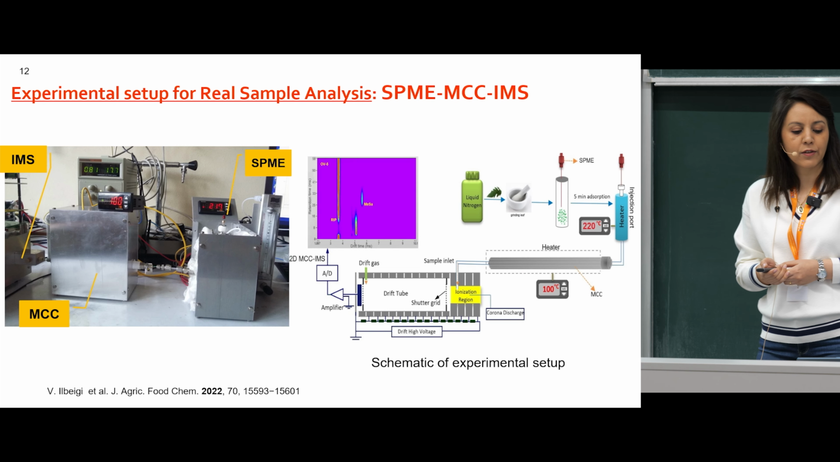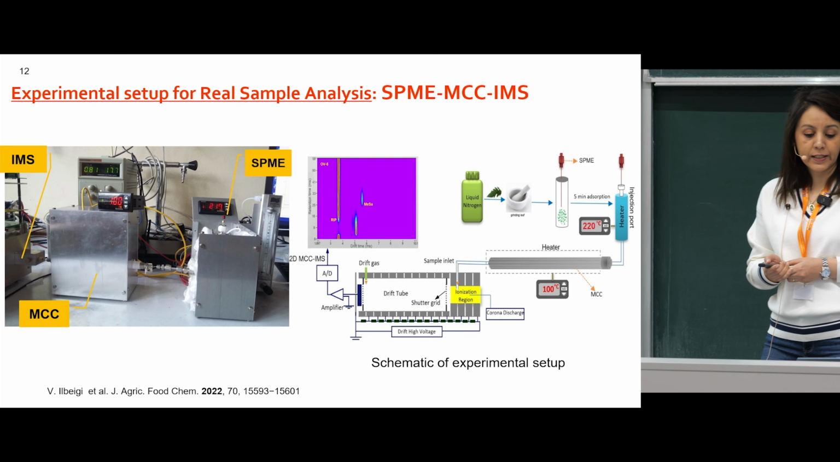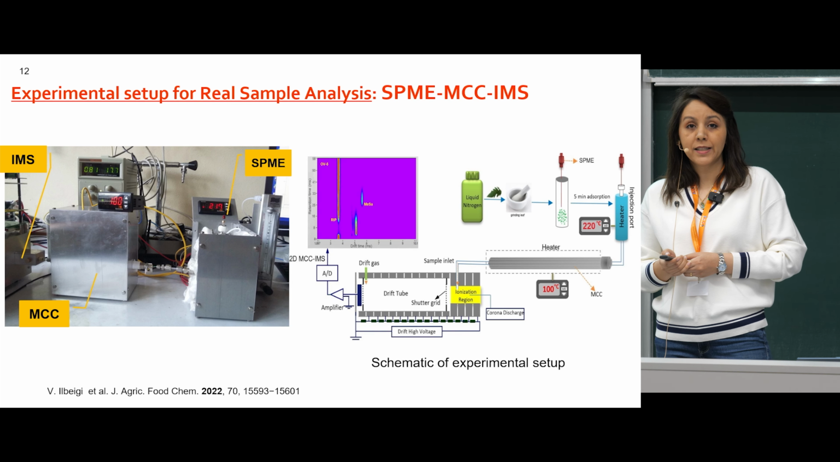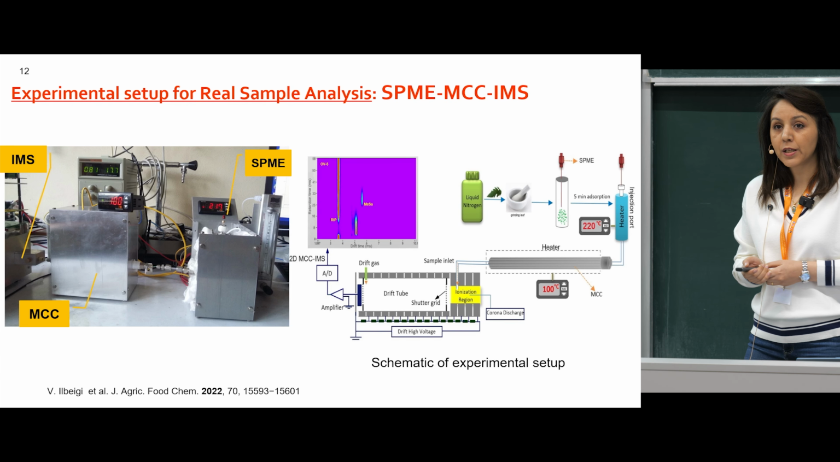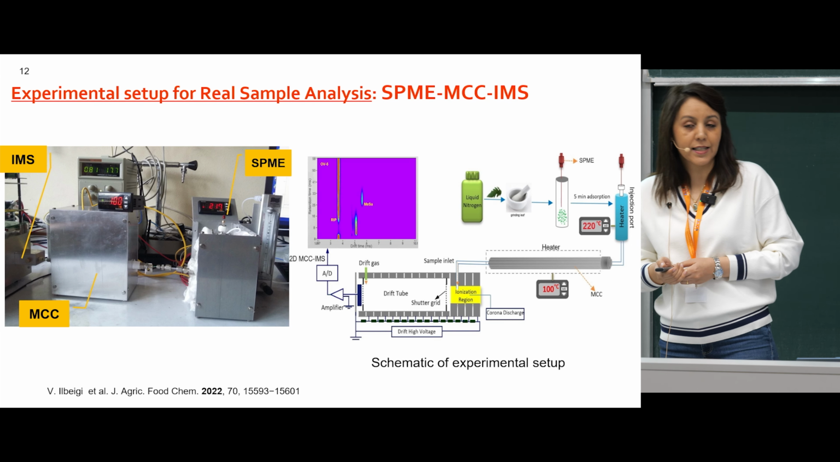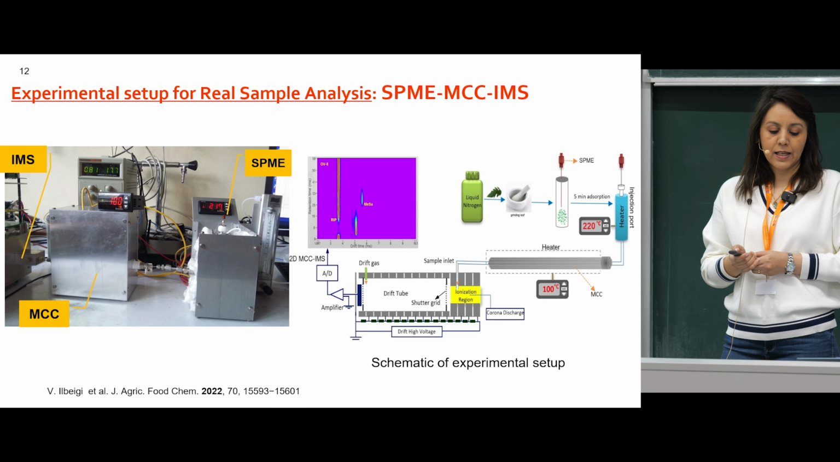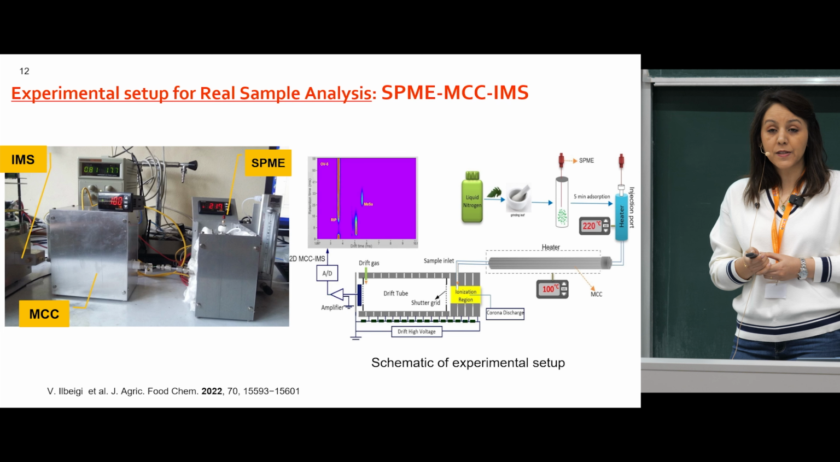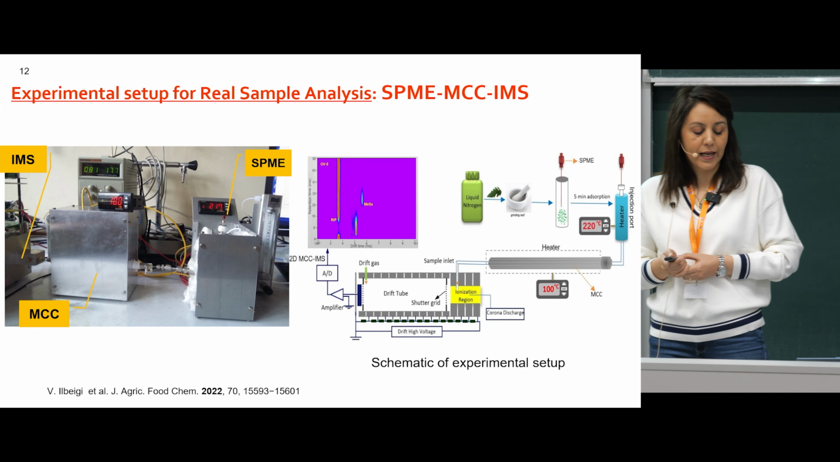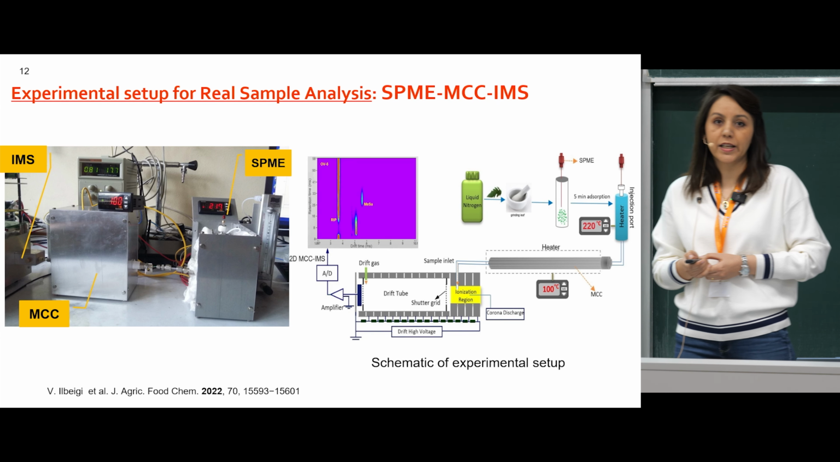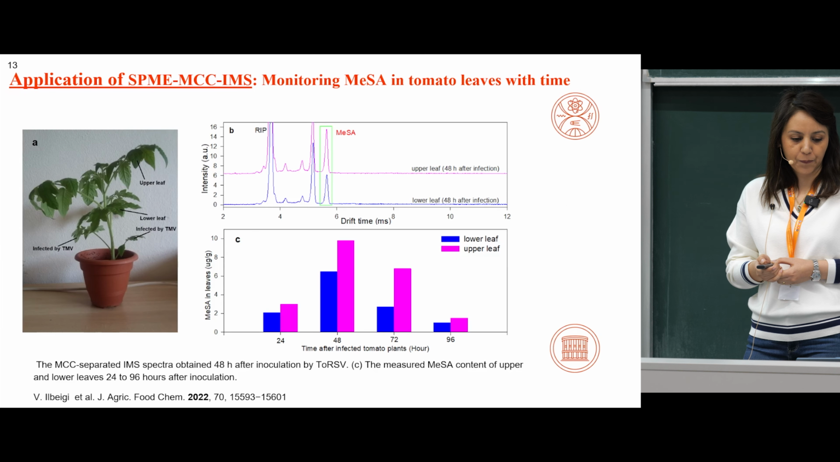We designed and developed this setup for the determination of methyl salicylate in tomato plants. We use SPME, or solid phase microextraction, as a sampling method, and then the sample is separated in MCC, or multicapillary column, and injected to IMS for ionization and detection.